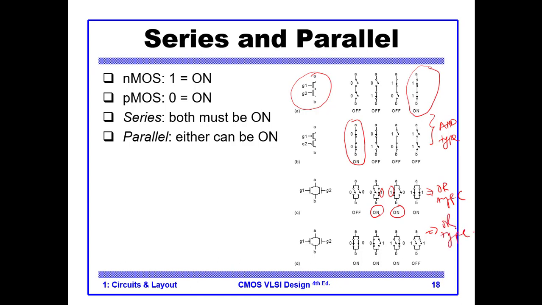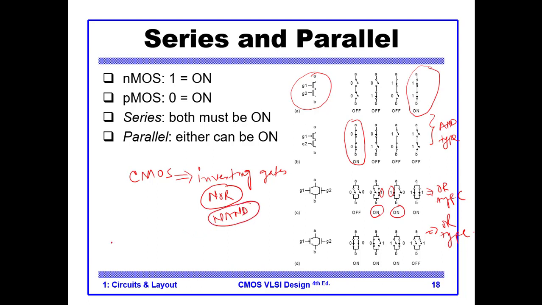Okay, so as I told you, in CMOS you can build inverting gates. So it's easy to build inverting gates. For example, you can easily build a NOR gate, you can easily build a NAND gate.